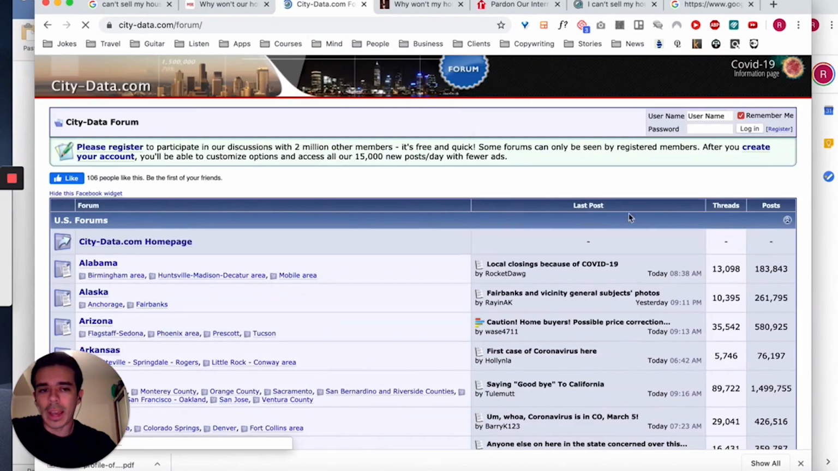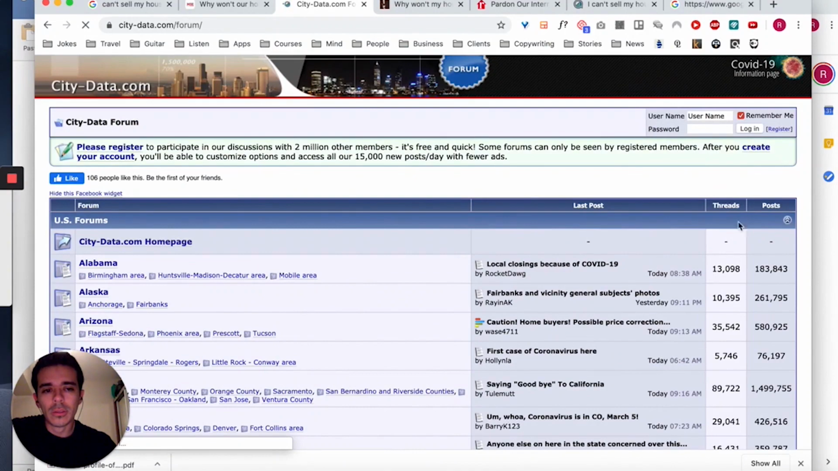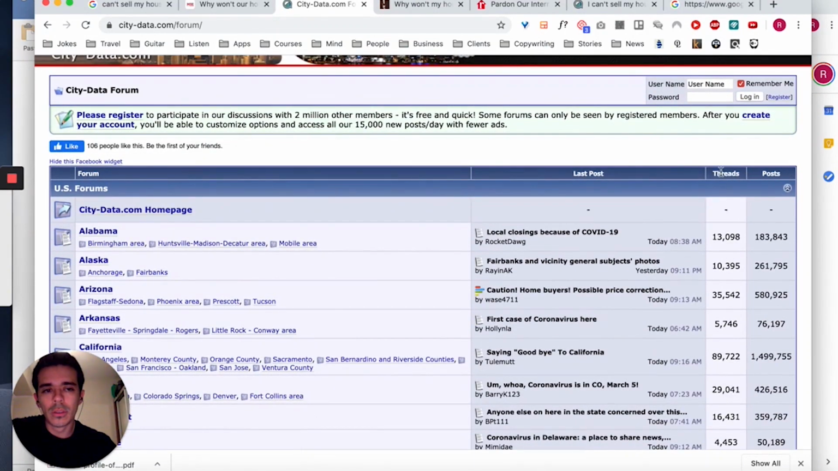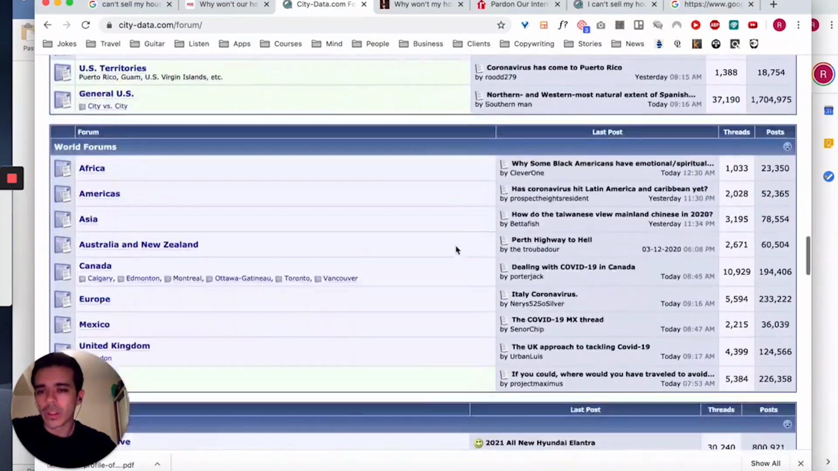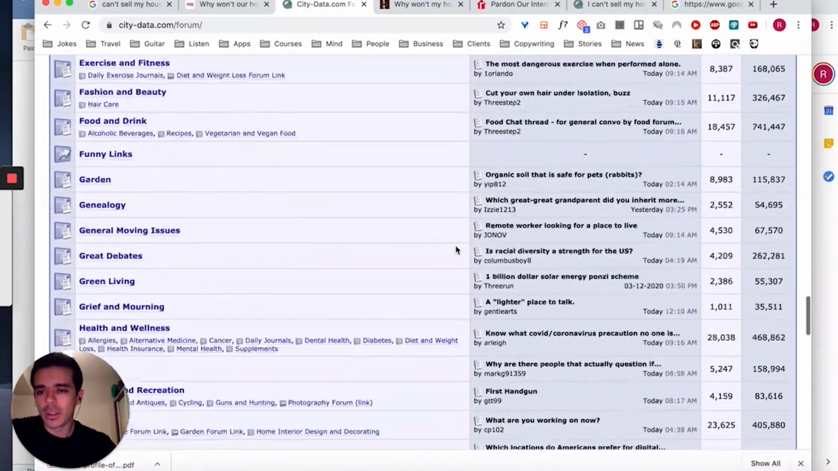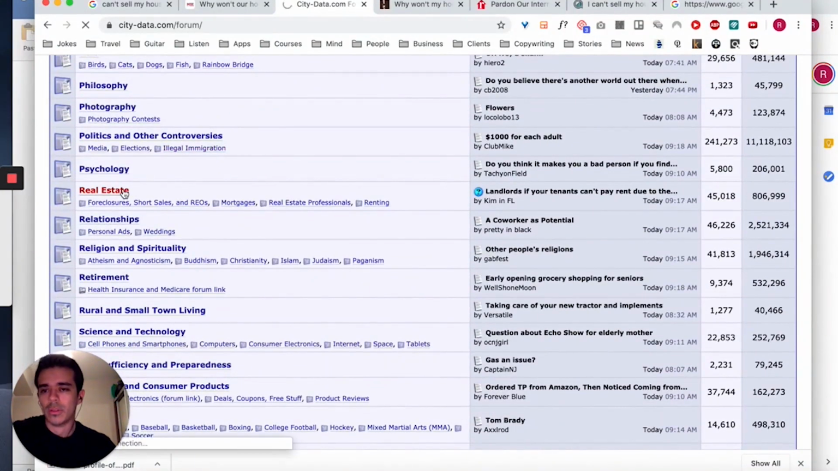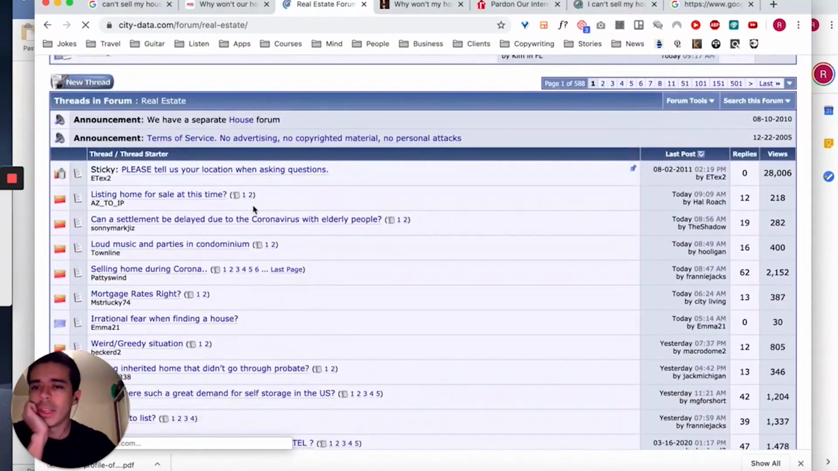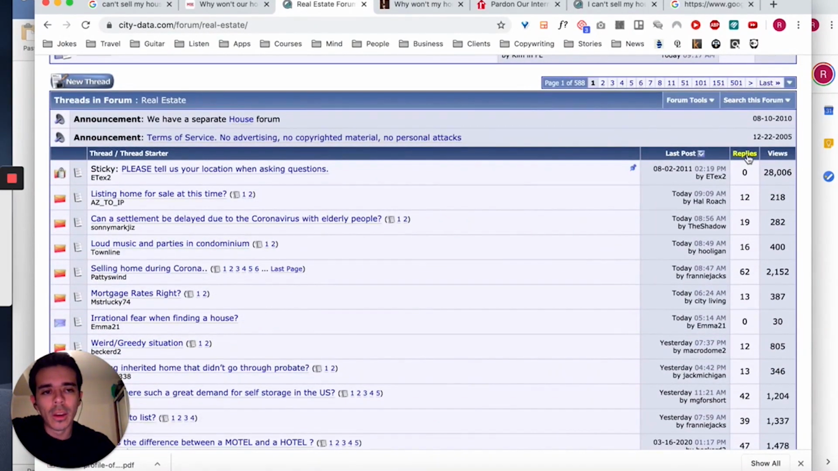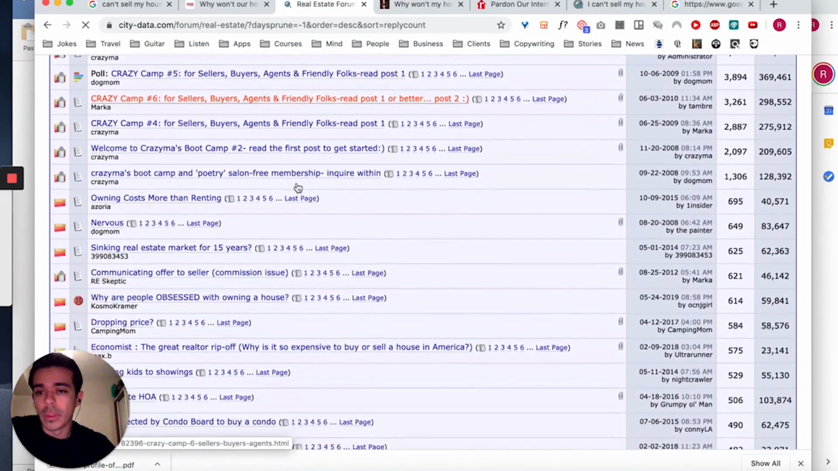So this second entry point is actually pretty spectacular, because if I find the actual forum homepage, I can then search for the real estate subcategory. And then once within the real estate subcategory, I can search by replies. And then this stuff is awesome, right?